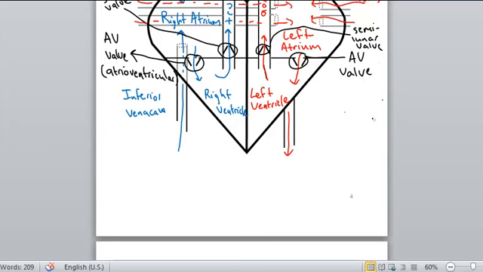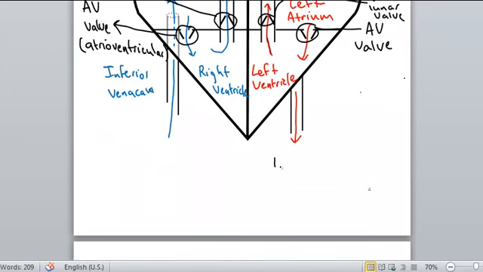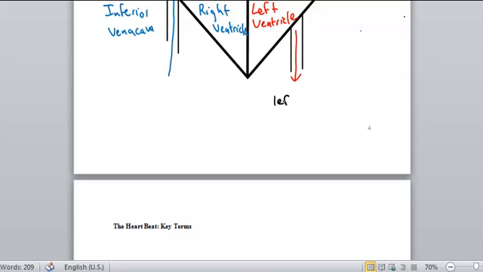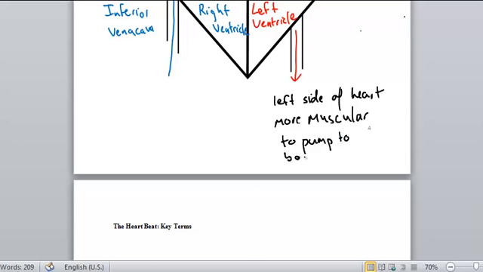Okay. An important thing here is, the left side of heart is typically more muscular because it has to pump all the way to the body. Whereas the right side less muscular because it pumps to the lungs.